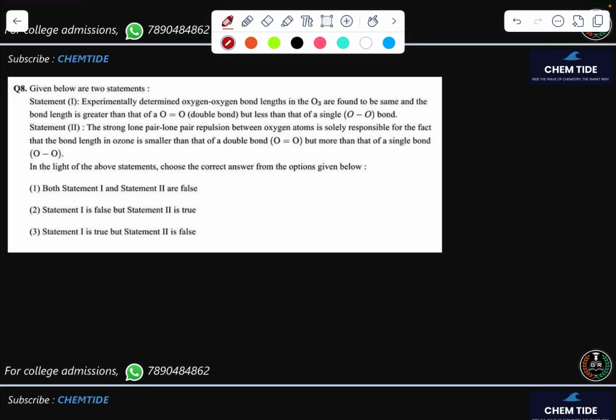The experiment will determine that the oxygen bond length in O3 is found to be the same. Yes, resonating structure takes place. It's the same, so the oxygen bonds are neither purely sigma nor purely pi. Resonating means the bond length becomes the same, and the bond length is greater than the O double bond O and less than the O single bond. Yes, this is the right one. So statement 1 is right.